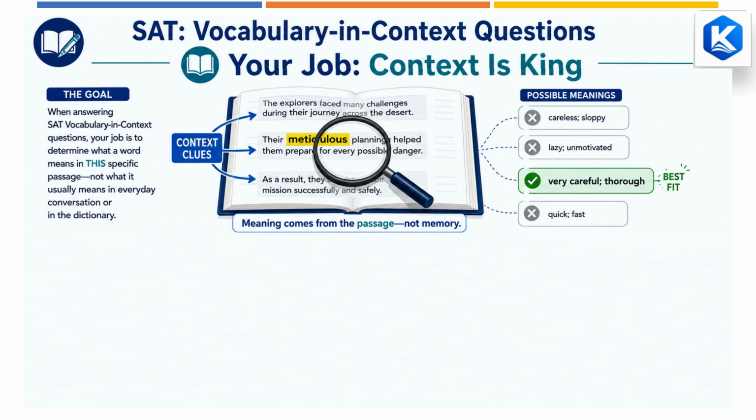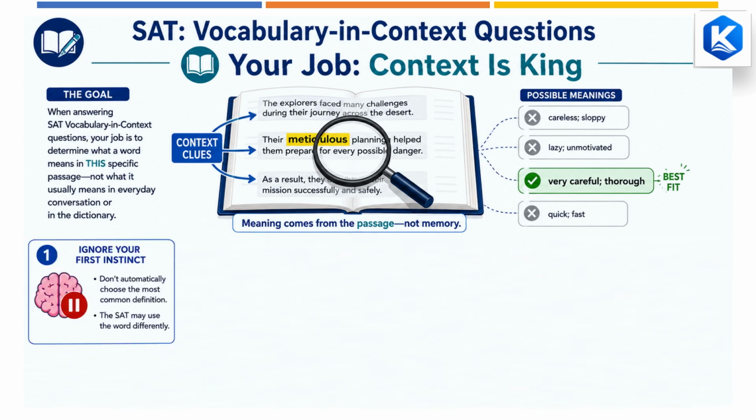Could it mean quick or fast? Nothing in the passage tells us that their planning was fast. But what about very careful and thorough? That fits perfectly. So, even if we didn't know the word beforehand, the passage helped us determine that. Meticulous means very careful and thorough. That's vocabulary in context reasoning. Now, let's turn that example into a strategy you can use on test day.